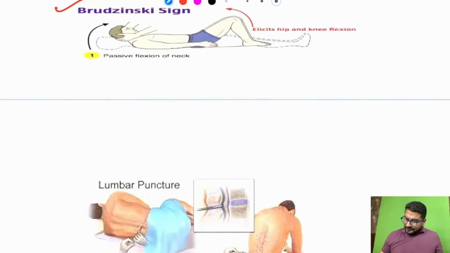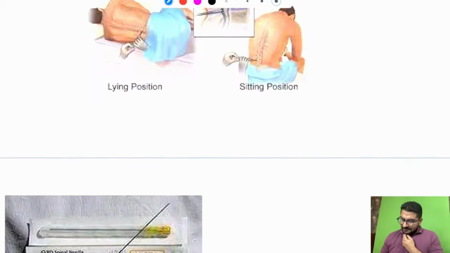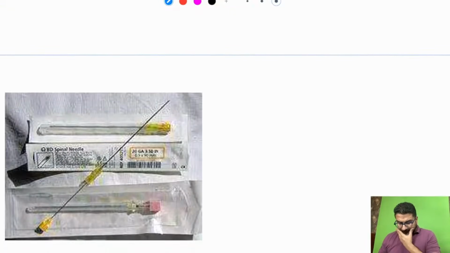Now look at the screen carefully and try to understand. So how do we make a diagnosis? Diagnose करने के लिए आपको क्या करना है? Lumbar puncture. Lumbar puncture we can do in lying position or in sitting position. For this we need needles. So this is the needle that we use for LP. इसको और क्या बोलते हैं? We call this LP needle or Whitacre needle.